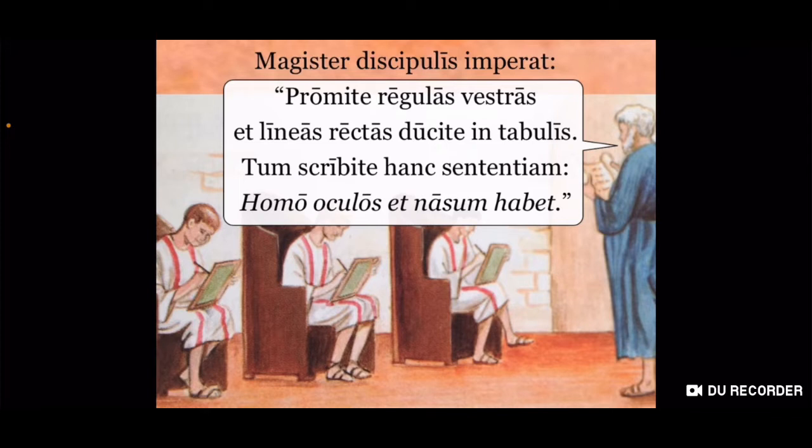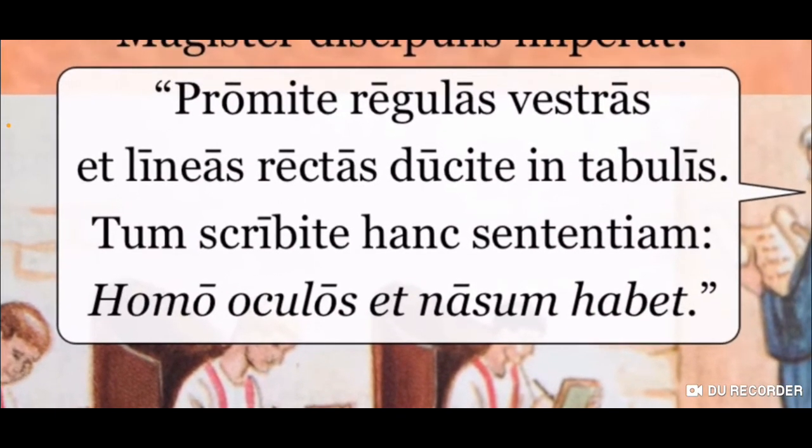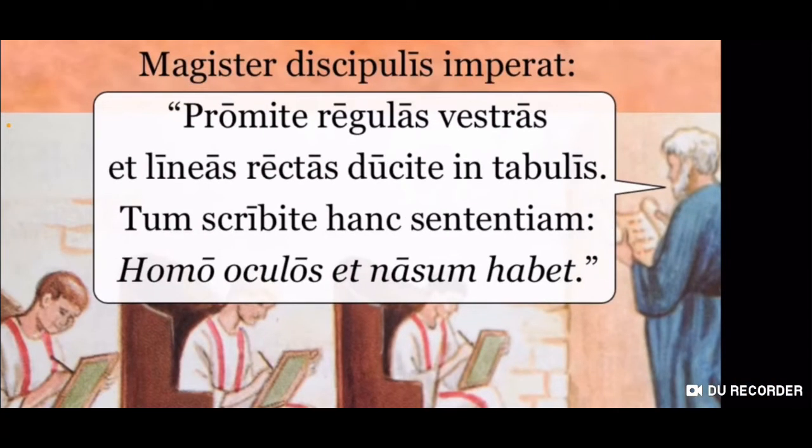You say, take out your rulers, regulas vestras, and draw a straight line on your tablets. You're using ducite as draw in a sense.